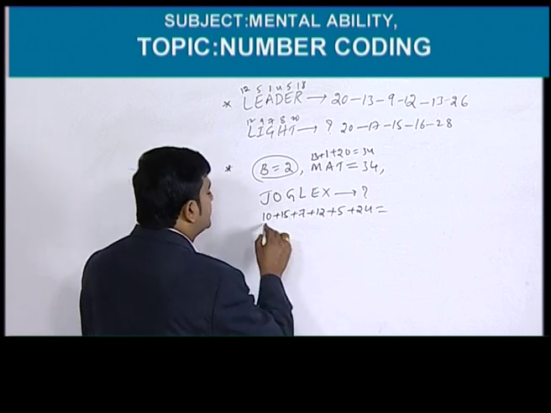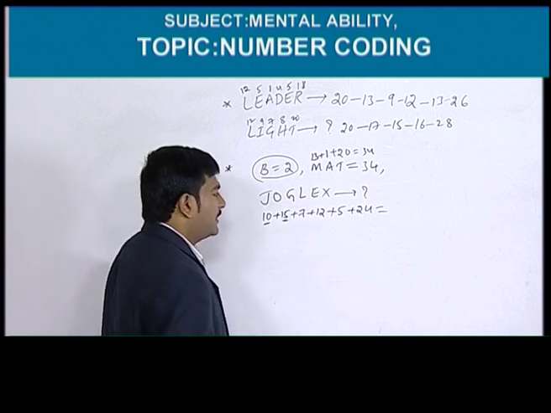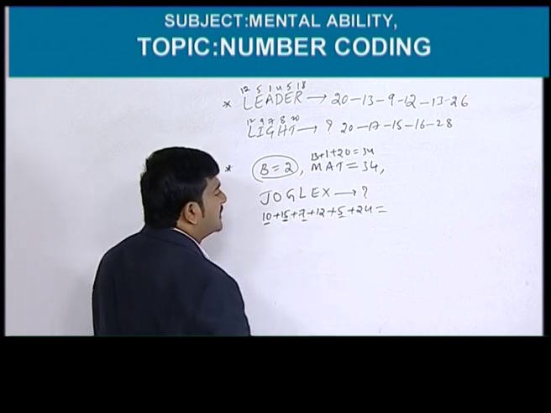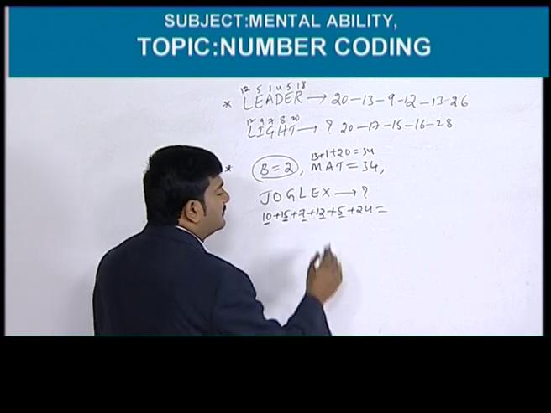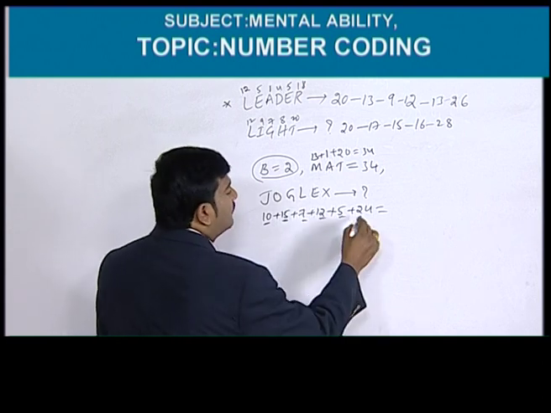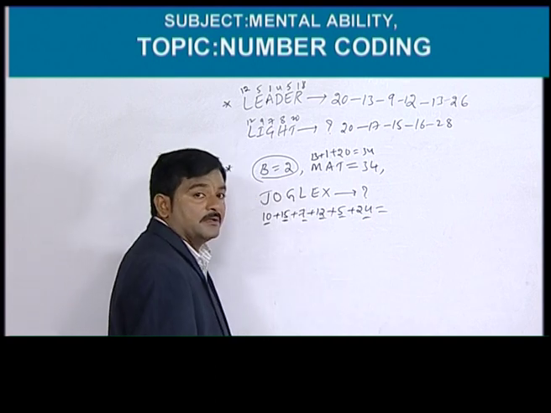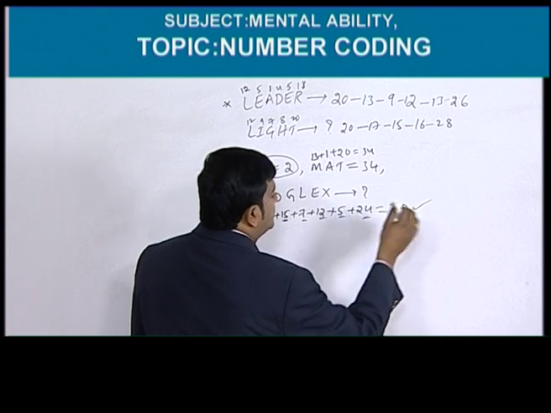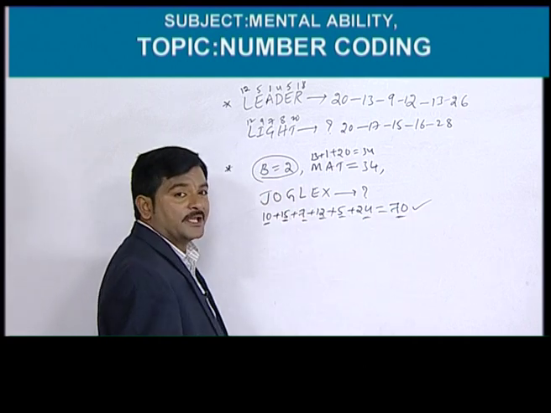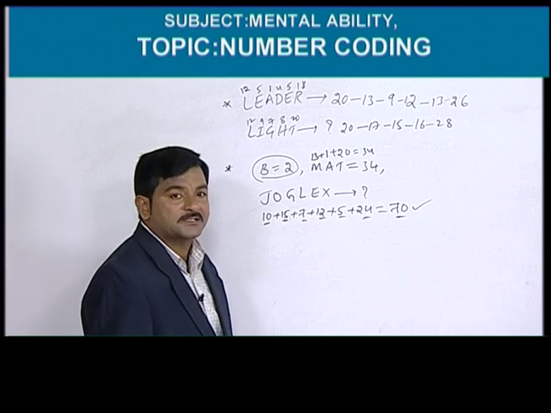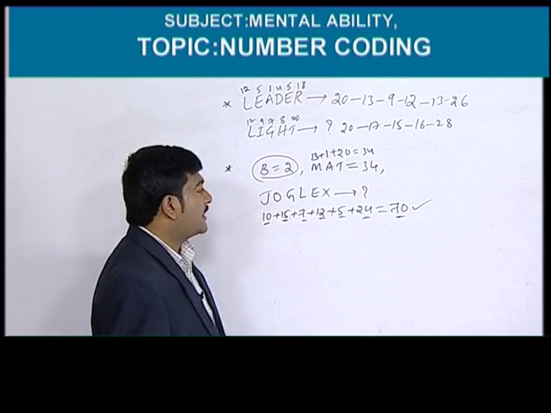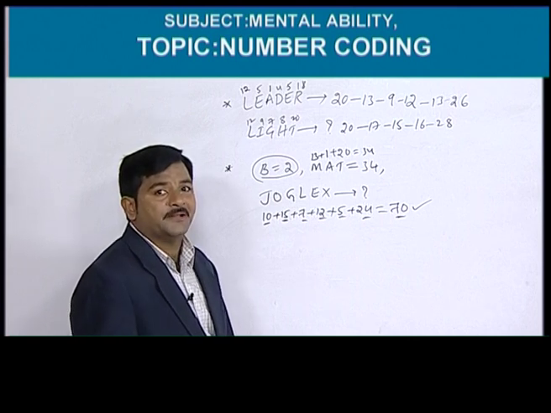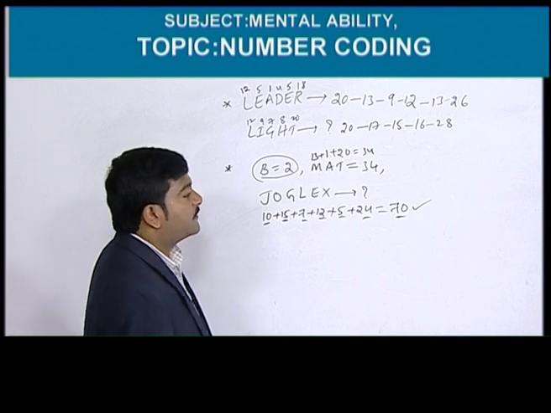If I add all these values, 10 plus 15, 25. 25 plus 5, 30. 30 plus 7, 37. 37 plus 12, 46. 46 plus 20, 66. 66 plus 4, how much am I getting? 70. Hence, the answer for the given word JOGLEX, the code for the given word JOGLEX is 70. How did it come? By adding all the corresponding numerical numbers.